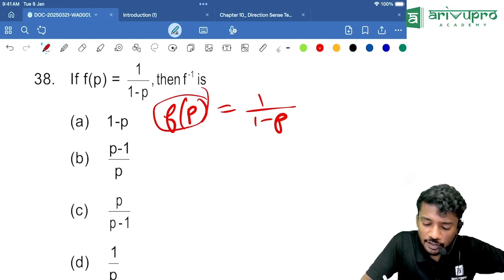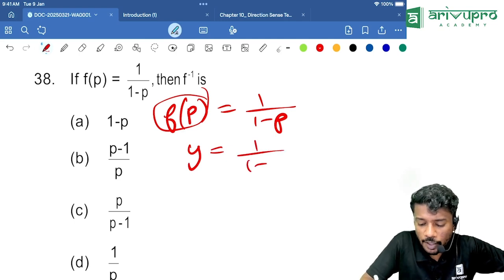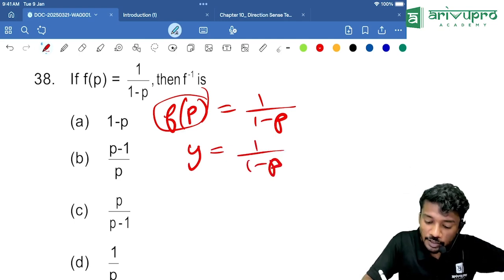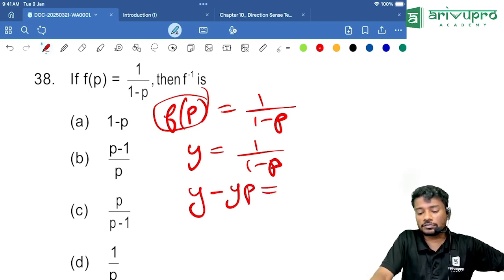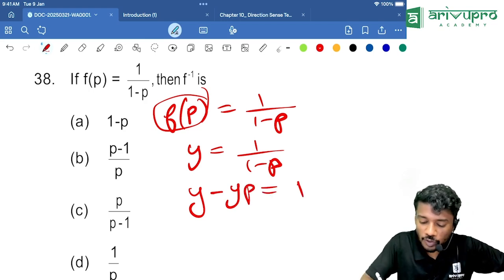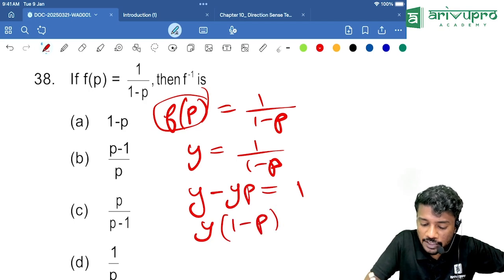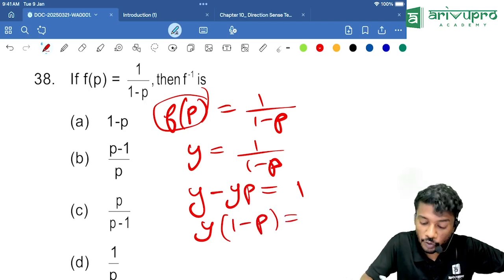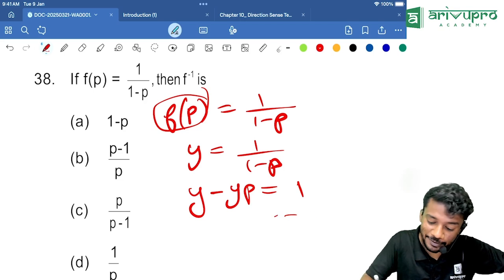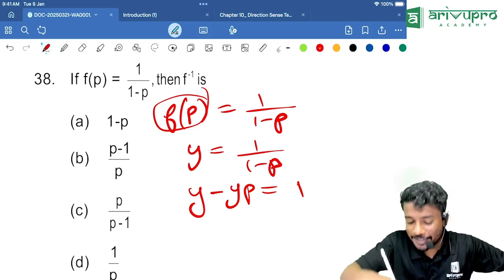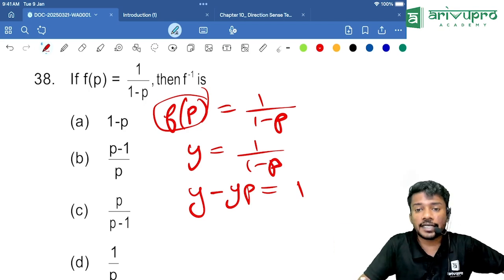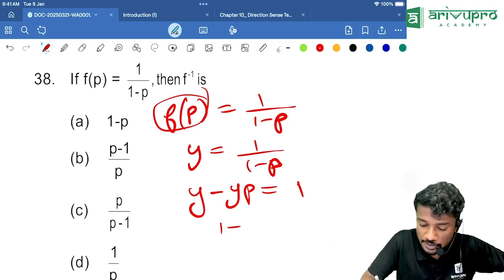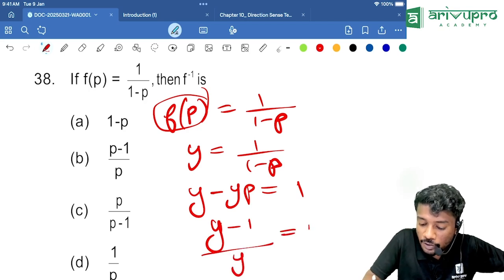Put this as y. y is equal to 1 by 1 minus p. Solve for p. So y minus yp is equal to 1. So y is common: y(1 minus p) is equal to 1. We need to solve for p only, right? So we will take y to the other side and this to this side. That is y minus 1 divided by y is equal to p.